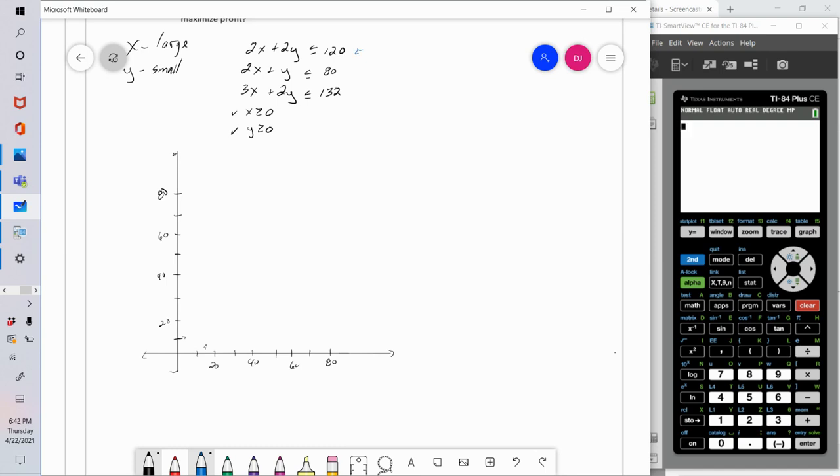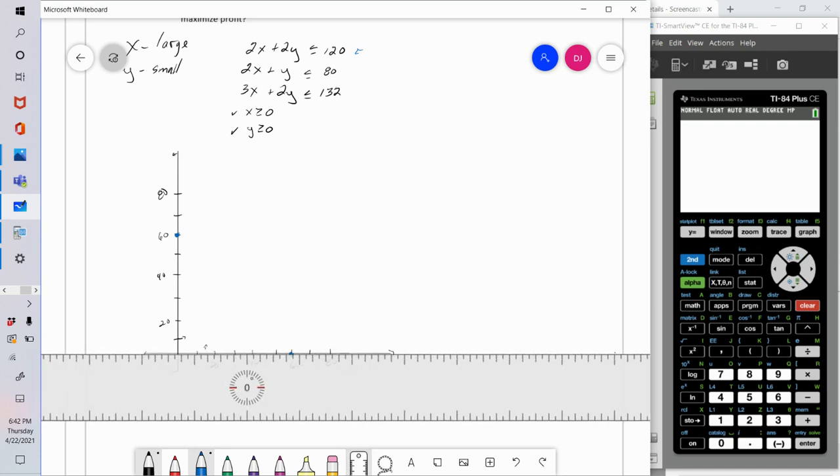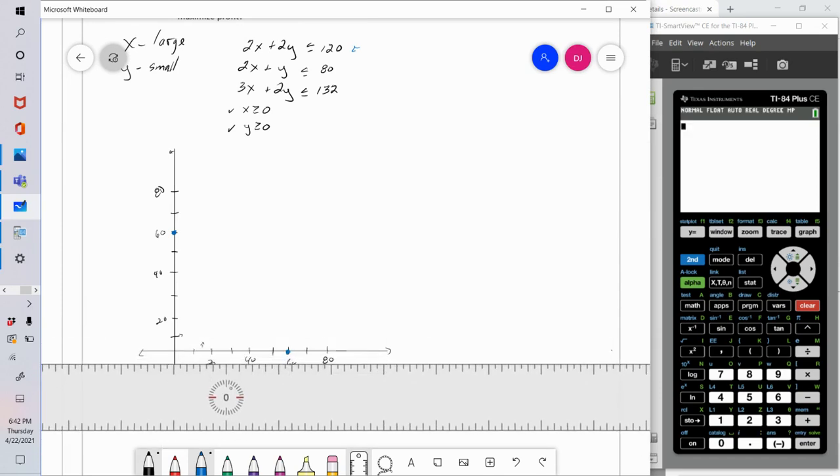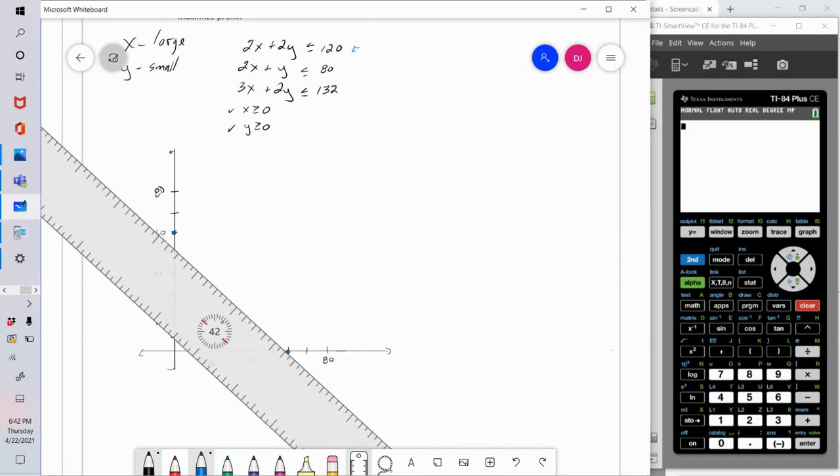Notice if x is 0, y is 60. And if y is 0, x will also be 60. And so here's my first line, which I'm going to make blue. And get my ruler to turn there.